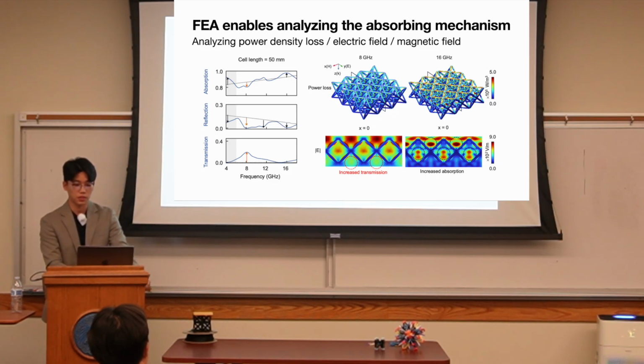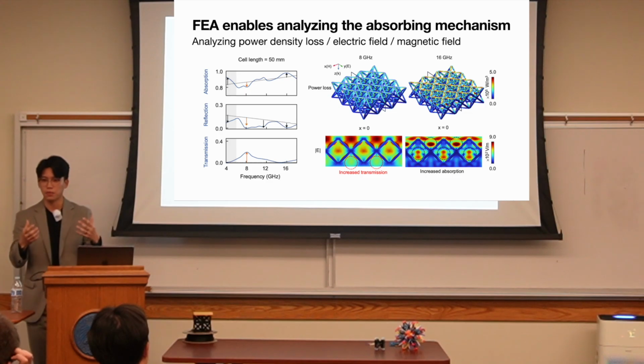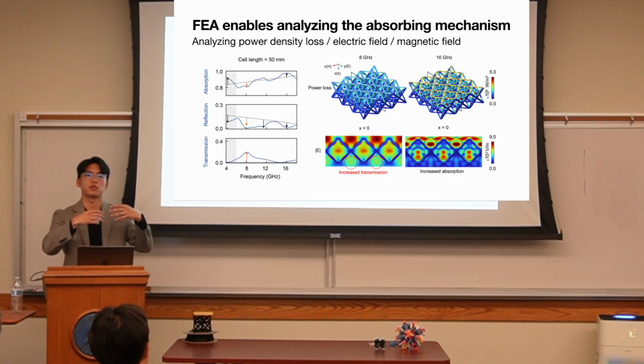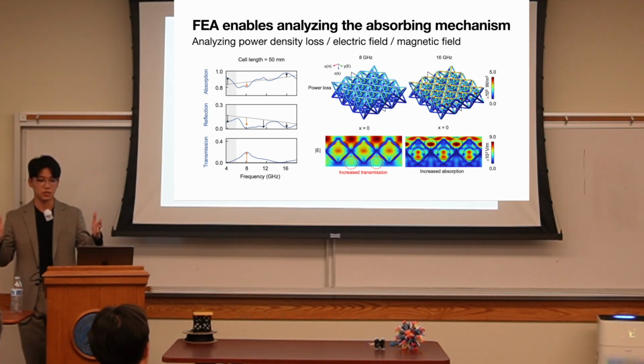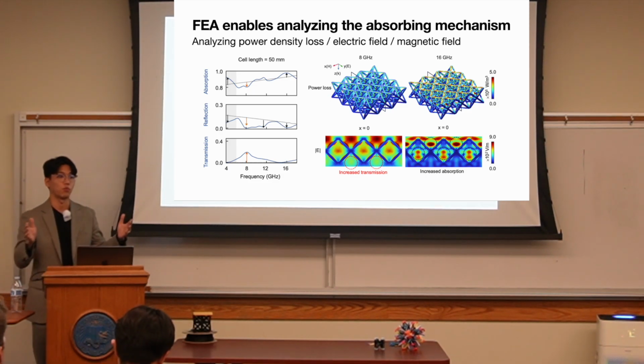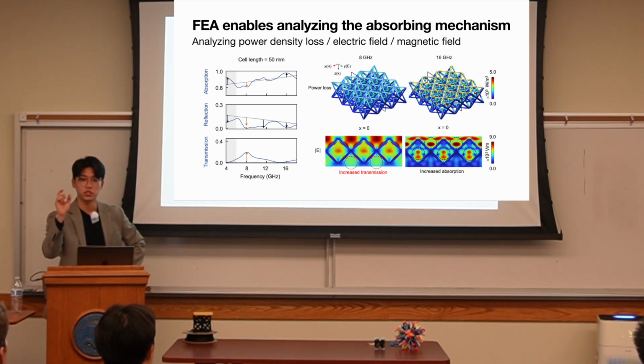Such as, for example, at 8 gigahertz, you can see the increased transmission on the bottom of the structure. That's probably happening due to the constructive interferences that are going through the octet truss structure. Whereas at 16 gigahertz, which has a different wavelength, it's able to have a different location of the absorption.